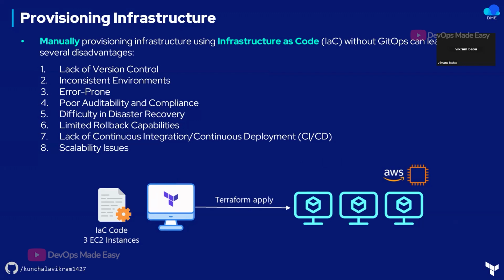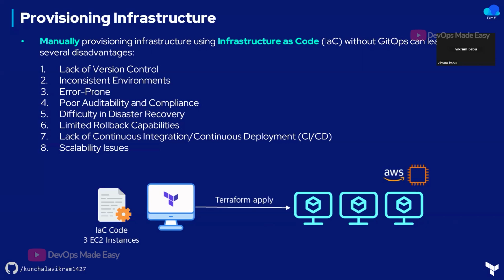The next thing is inconsistent environments. You have the code locally, and it is not being shared across multiple people because it is not being maintained in any SCM tool. This can result in inconsistent environments, because you might be changing the code in your own way, and someone might change the similar code in a different way. So this will lead to inconsistent environments.